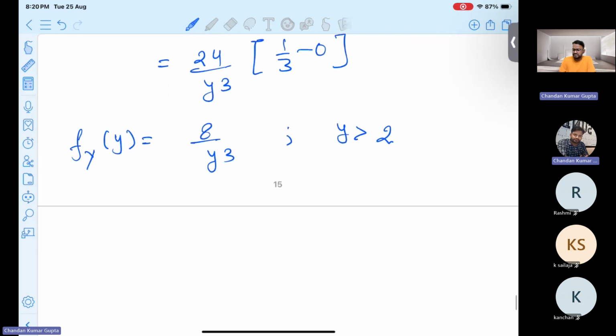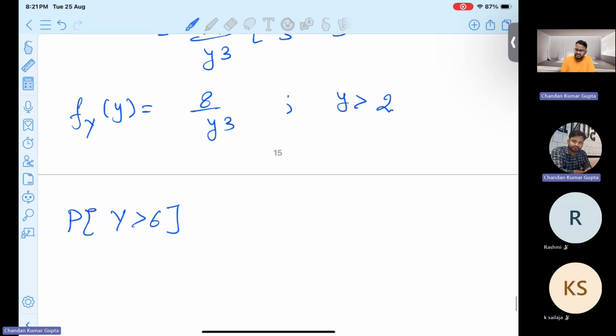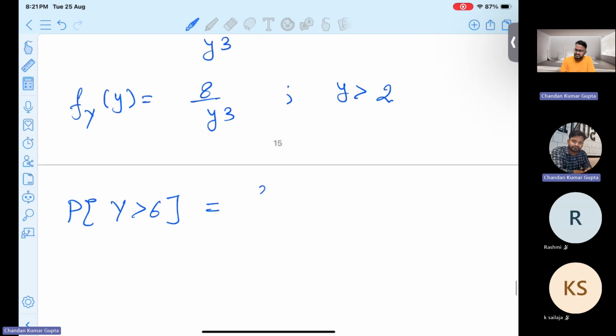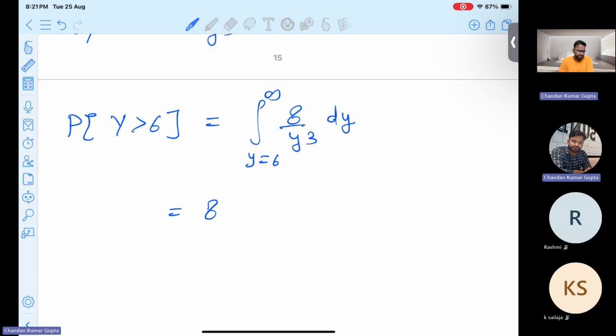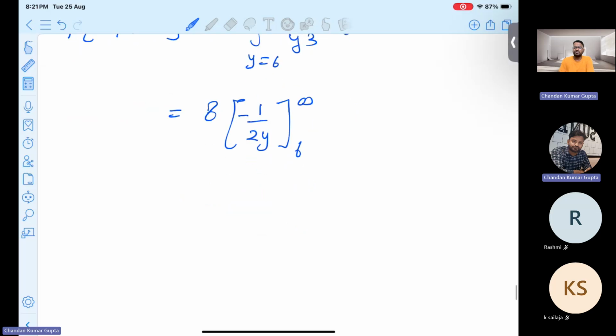Okay. Now the next step is to find the probability that y is greater than 6. So the probability that y is greater than 6 is the integral of y from 6 to infinity, 8 upon y cube dy. So 8 is taken as common, and the integral of 1 by y cube is minus 1 by 2y square, from 6 to infinity. Now you need to solve this. That's simple.